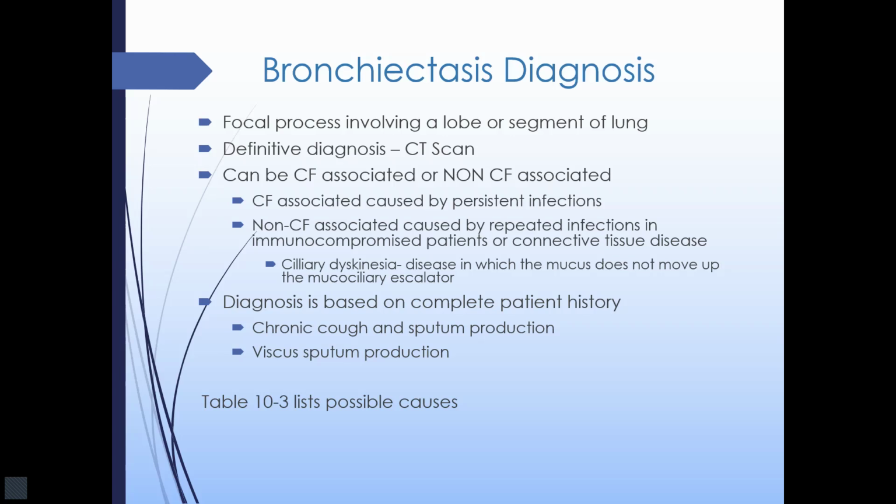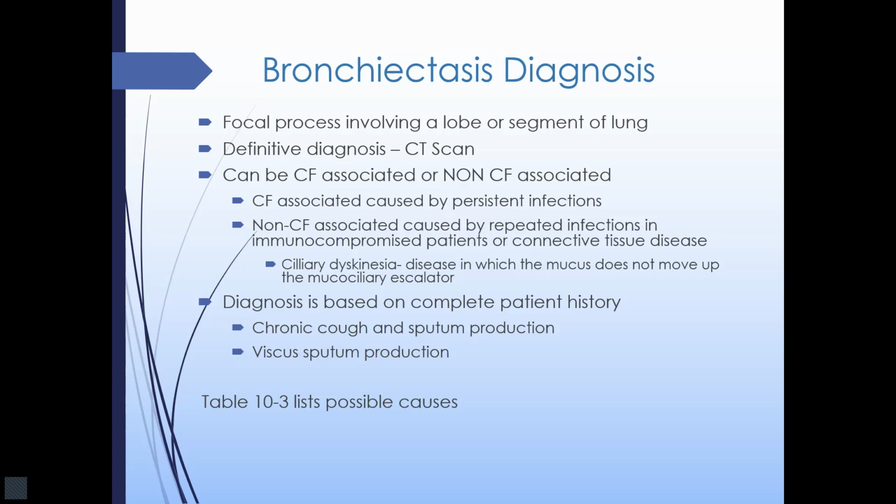Bronchiectasis can be CF associated, so patients with cystic fibrosis that get to the point where they're exhibiting bronchiectasis, or non-cystic fibrosis associated. CF associated is caused by persistent infections, and non-CF associated can be caused by repeated infections in immunocompromised patients or patients with connective tissue disease. It can also happen in patients with ciliary dyskinesia. Okay, so when the mucociliary tract is paralyzed.